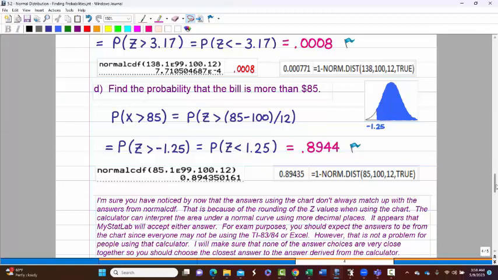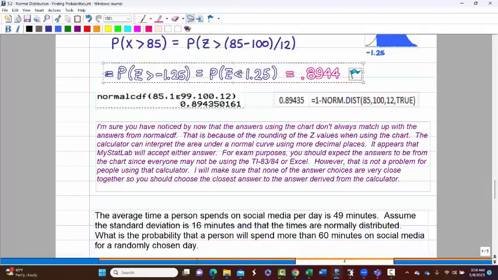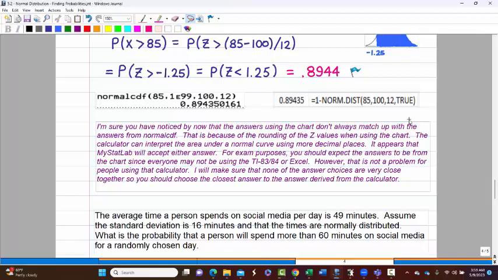Oh, okay. Here I'm explaining what I've already said about the chart value being on test sometimes and not matching up because of the rounding. So that's all that's talking about. Meaning if you don't get a perfect match, that's okay. Just go with the closest answer on a test. Now, of course, in the homework, that's not going to matter at all because it's going to accept the technology answers.